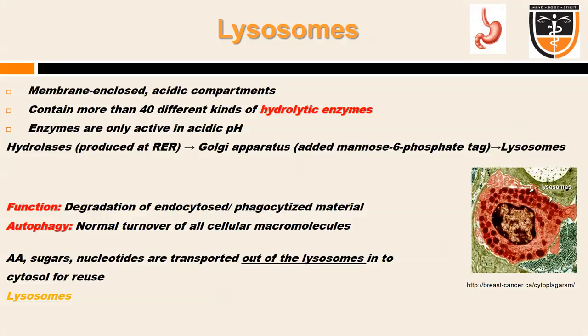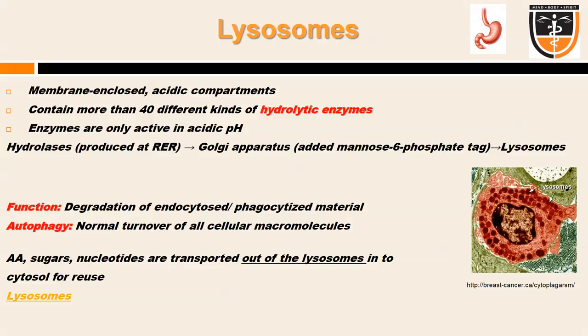So lysosomes eat away the foreign material. They eat stuff that the cell has endocytosed. But importantly, these hydrolytic enzymes that are inside lysosomes require a very acidic environment. So that's very important, that lysosomes have a very acidic pH.